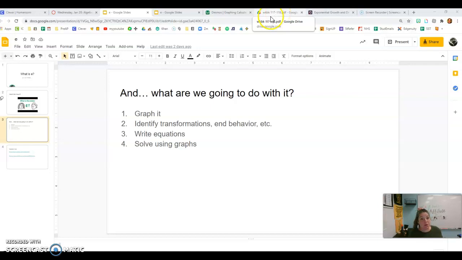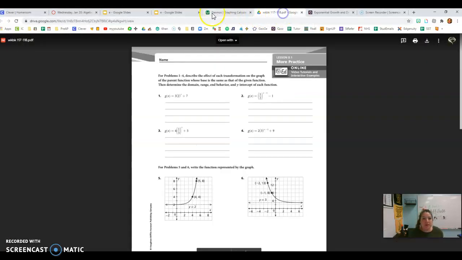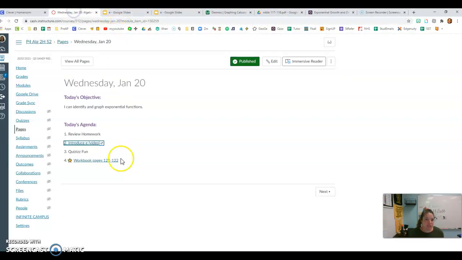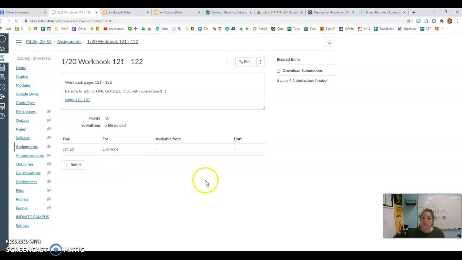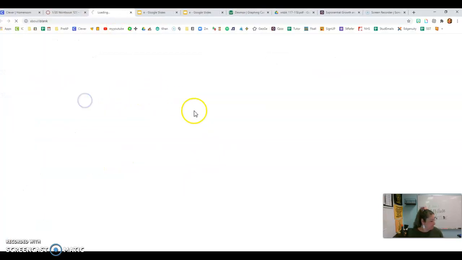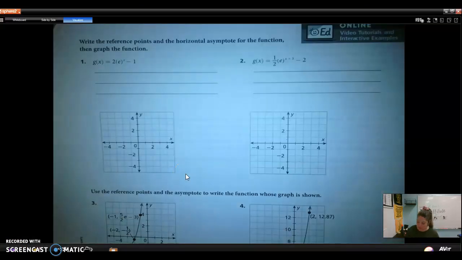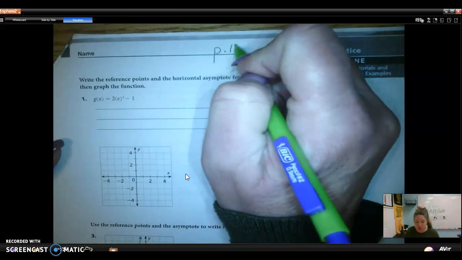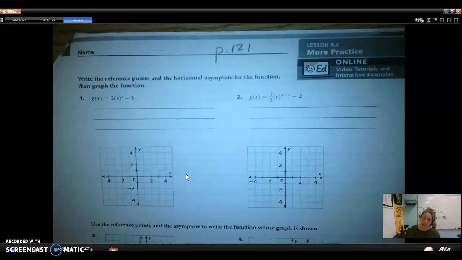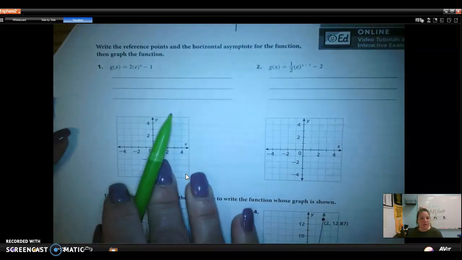So go find your workbook. You want to find workbook pages 121 and 122, and we're just going to do a couple of these problems together. So again, this is page 121, 122. On page 121, I'm going to do a couple of these problems with you and help you get started. This is actually easier than what we did the other day, believe it or not. But let's go look at number 1.